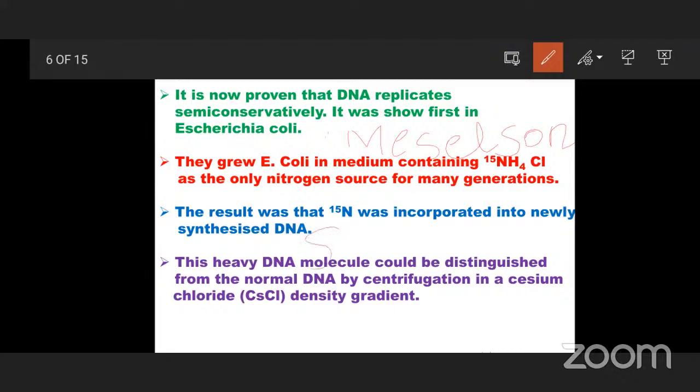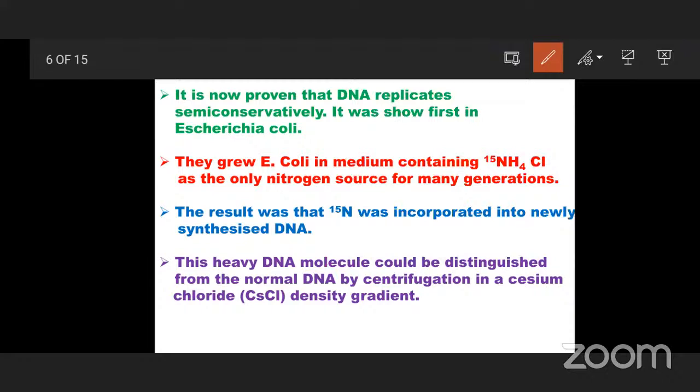Another scientist is Stahl. These two scientists are biochemists. They conducted an experiment about the DNA semi-conservative replication method.